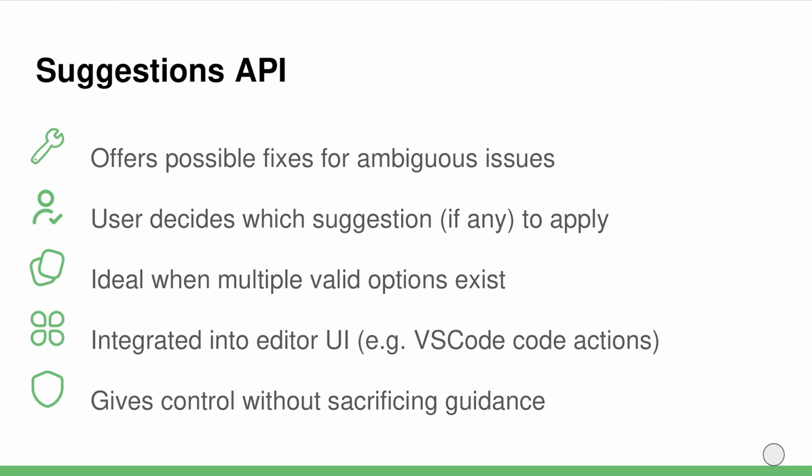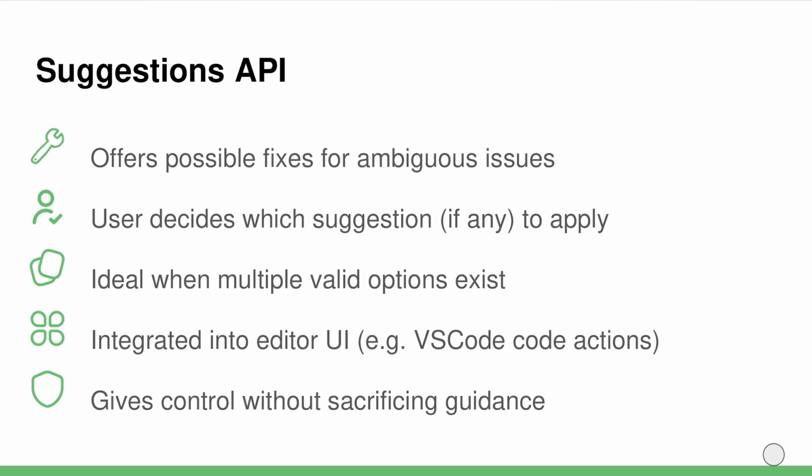Suggestions are there to guide rather than decide. In situations where the linter cannot confidently pick a single fix, or where the user preference makes a difference, it does not try to force a choice. Instead, it offers one or more possible fixes. This is especially useful when multiple valid options exist. For example, the rule might be technically correct in more than one form, but it's up to the maintainer to decide which style they prefer. The Suggestions API gives you that flexibility.